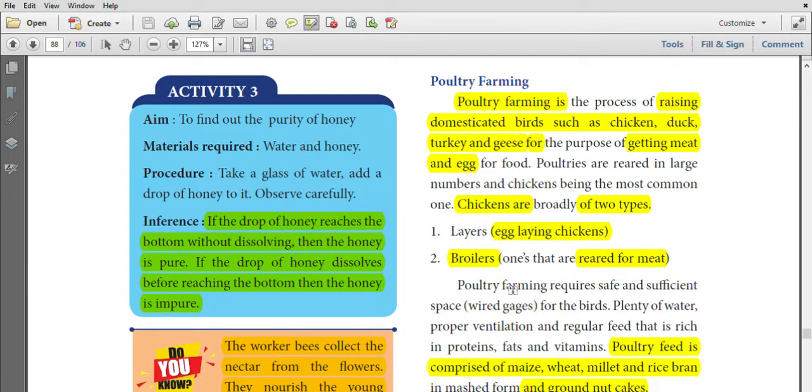How will you find out the purity of honey? Take a bowl of water and put a drop of honey into it. If the drop of honey reaches the bottom without dissolving, then the honey is pure. If the drop of honey dissolves before reaching the bottom, then the honey is impure.